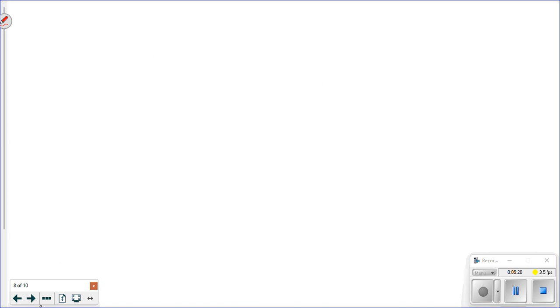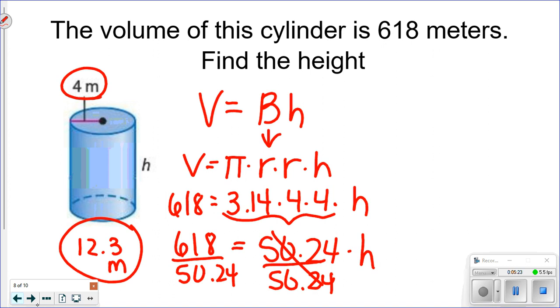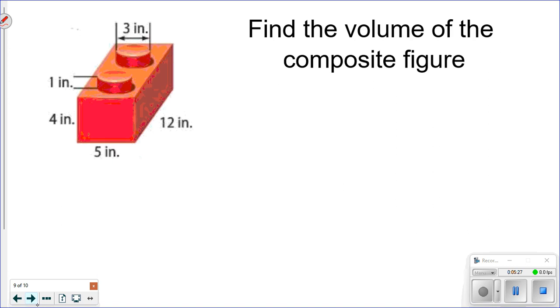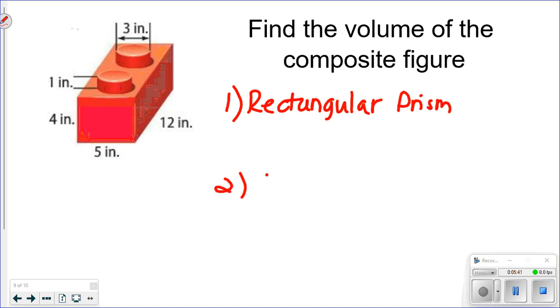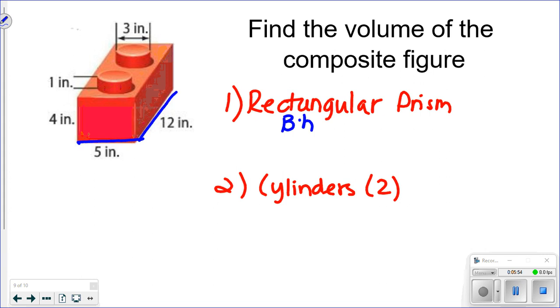Another thing they're going to have you do is find the volume of a composite figure. We kind of did this the other day. If I look here, I can see I have a rectangular prism. It looks like a Lego block. Then I have two cylinders that are the same. Let's talk about my rectangular prism. It's area of the base times the height. My base would be 5 times 12, times the height, 4. So 5 times 12 times 4 would be 240.